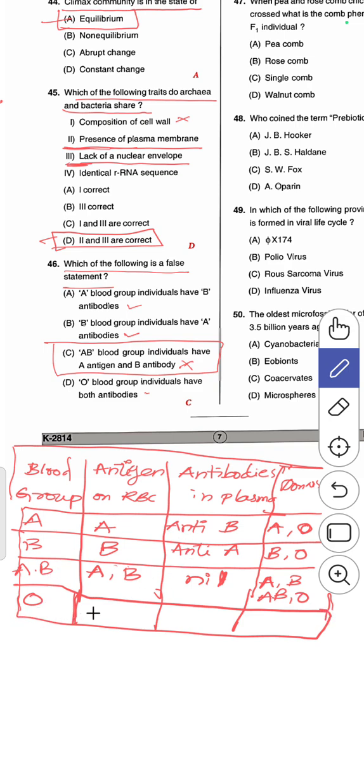In O, the antigen on RBC would be nil, whereas antibodies in plasma would be A and B, and the donor would be O. Due to this, the statement that AB blood group individuals have A antigen and B antibody is wrong. Antibodies are nil, only antigens are present. So C is the wrong answer for this question.